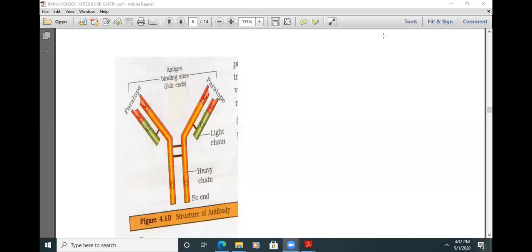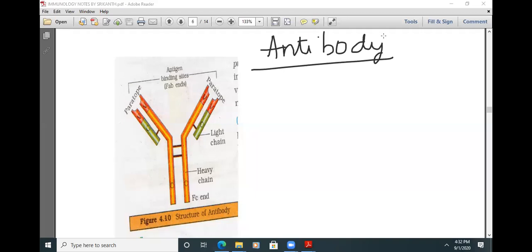This is the diagram which we are looking at. That is the basic antibody, how it appears, that you can see in the diagram. So this is an antibody. Each antibody is made of 4 polypeptide chains.